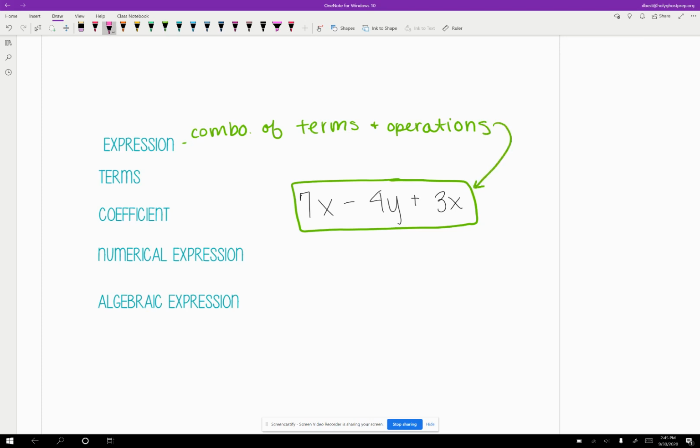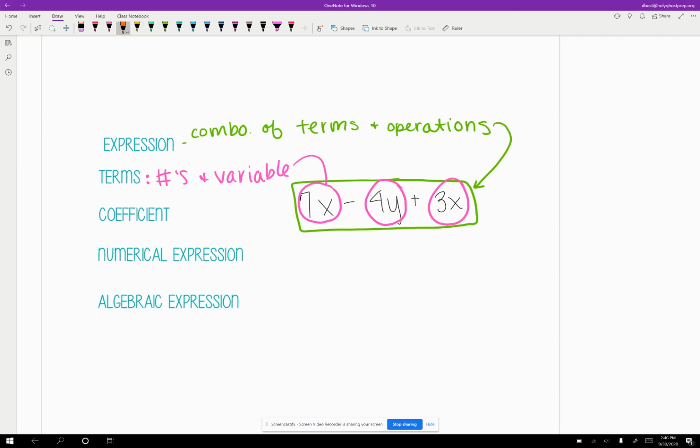The next vocab we have are the terms. These are our values, and this combines both the numbers and variables in our expression. Remember, variables are our letters that we use to represent numbers we don't know about. So 7x is a term, 4y is a term, and 3x is a term.